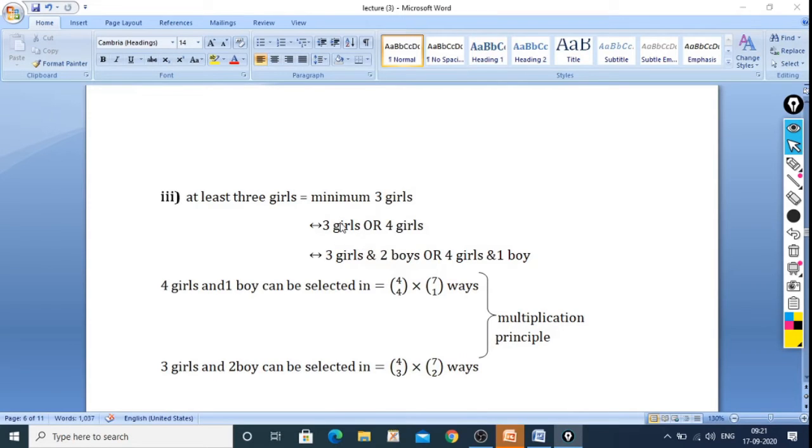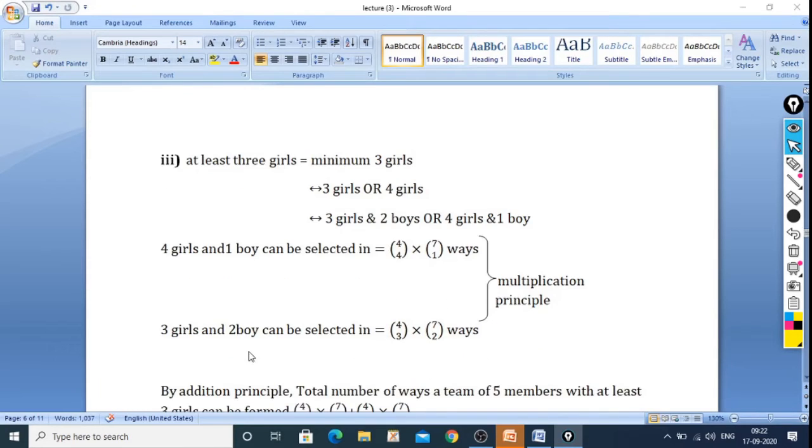So 3 girls means what? We want the committee of 5. So with 3 girls the remaining should be boys. So 3 girls and 2 boys. Or 4 girls means 4 girls and 1 remaining, so that should be a boy. So 4 girls and 1 boy. Now take the first part, 4 girls and 1 boy. So 4 girls and 1 boy can be selected in 4C4 into 7C1 ways, since 7 boys are there.